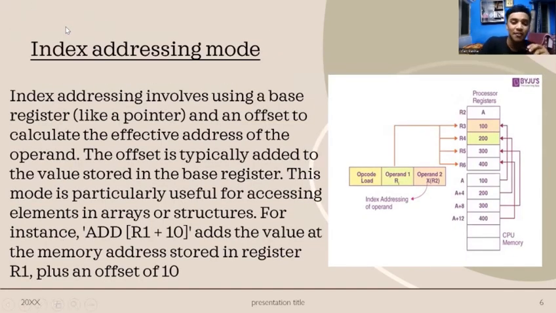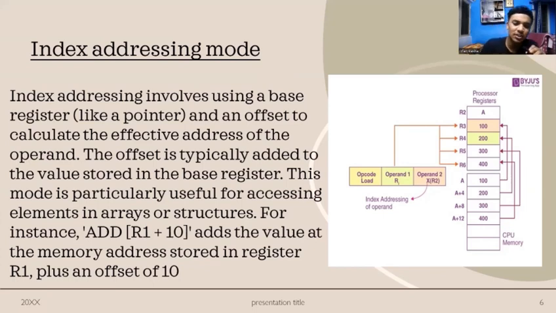Next one is the index addressing mode. So we've gone through the direct addressing mode and the indirect addressing mode. Moving on to the next, which is index addressing mode. The index addressing mode involves using a base register. Very good, so we've got a register after three modes. This is a point to be noted. A pointer and an offset are used to calculate the effective address of the operand. The offset is typically added to the value stored in the base register.